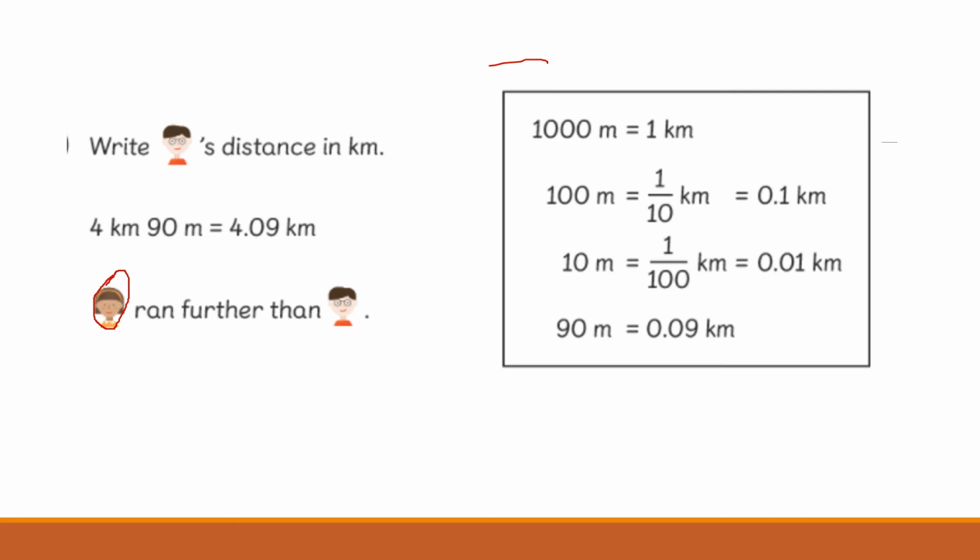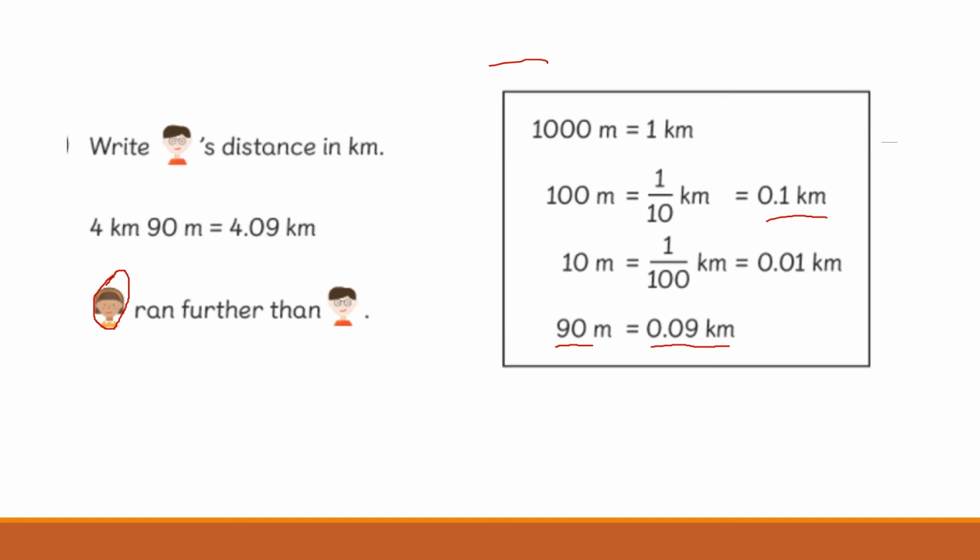So you've got 1,000 meters is 1 kilometer, and 100 meters is 1/10 of a kilometer. So 1,000 divided by 10 gives us 100. So it's 1/10 of a kilometer, and this is the same as 0.1 kilometers. Now this boy ran 4.09 kilometers, and we can see here 0.09 is the same as 90 meters.